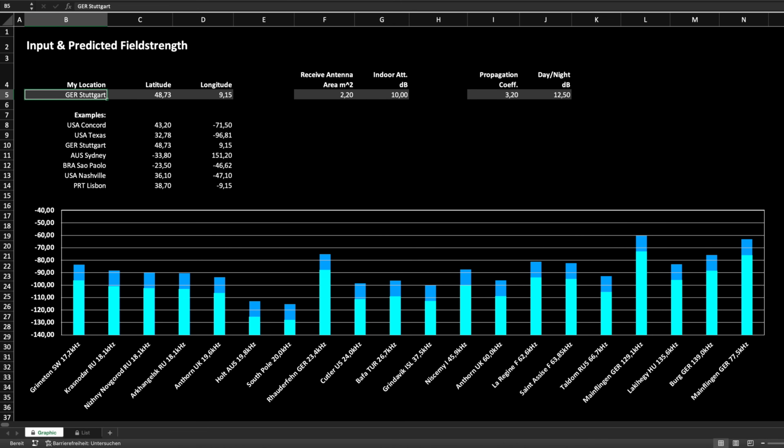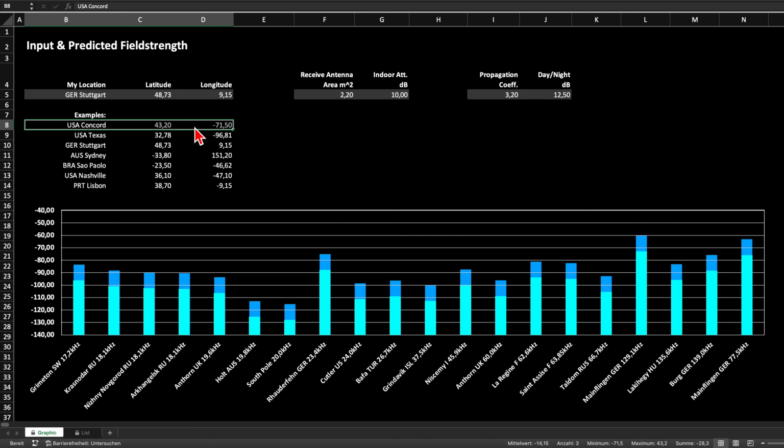Now I'm tuning the propagation coefficient to match prediction and actual received signal strength. And that's it. The tool is now customized to my configuration and location. I'm getting realistic predictions for all stations in my list. This also works for any other location worldwide.